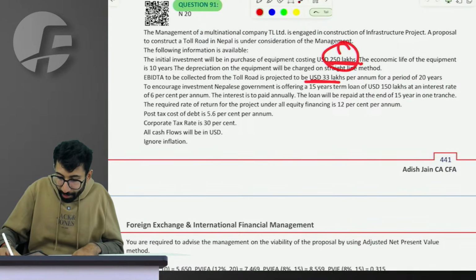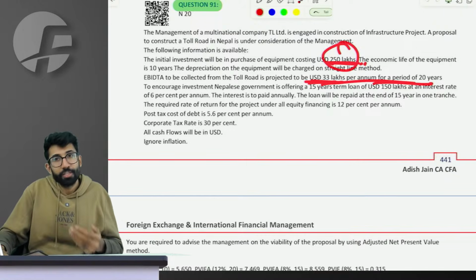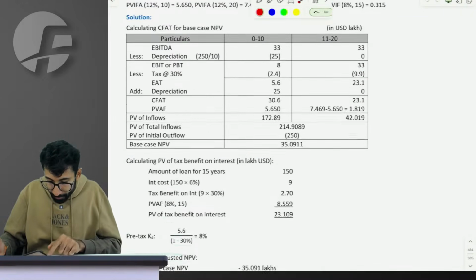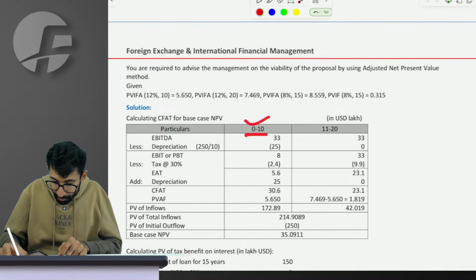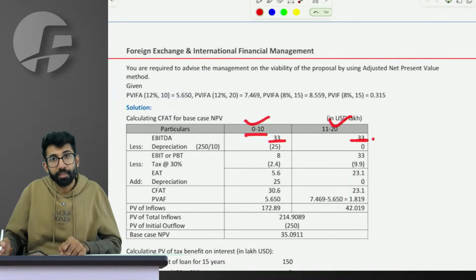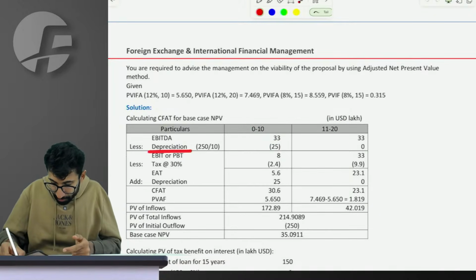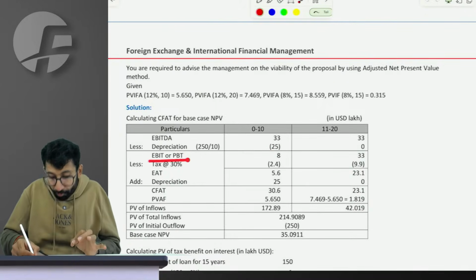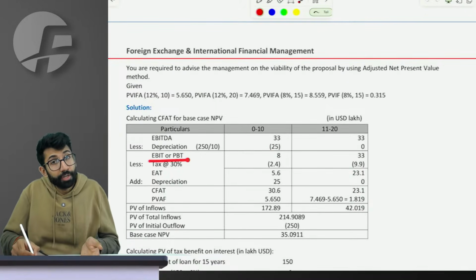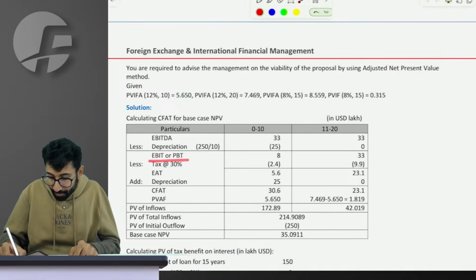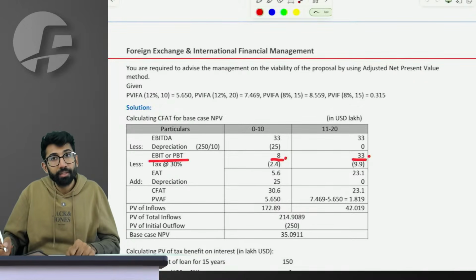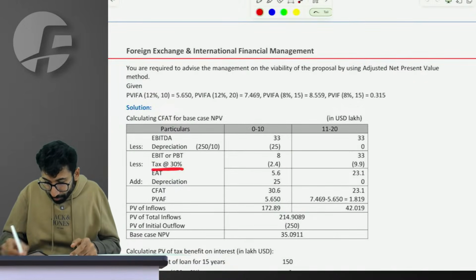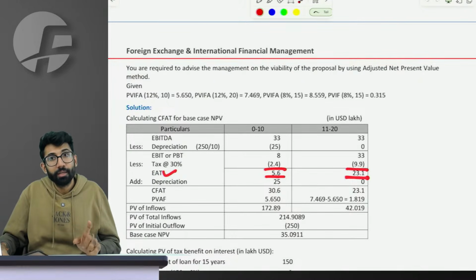Let me calculate my inflows using EBITDA and depreciation and then proceed ahead. Sir, EBITDA for the first 10 years is 33 and next 10 years is 33. From which I deduct depreciation of first 10 years as 25 and then 0. So accordingly, earnings before interest and tax, and assuming no interest, earnings before tax is 8 and 33 only. From which if you deduct 30% tax, it is 2.4 and 9.9. So earnings after tax is 5.6 and 23.1.